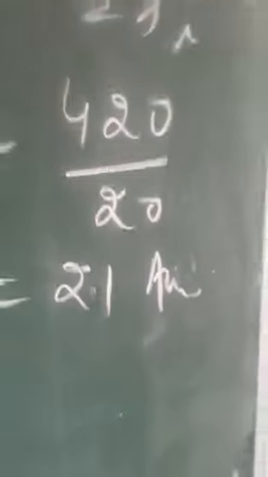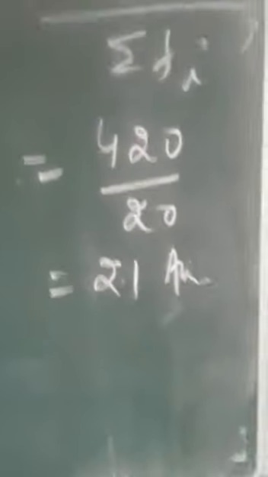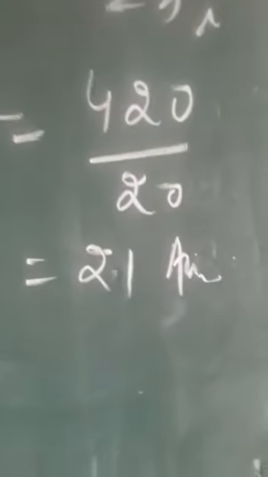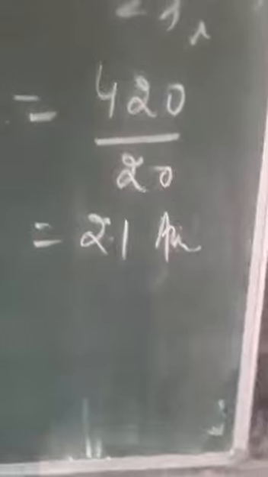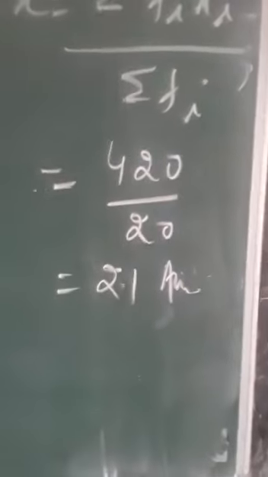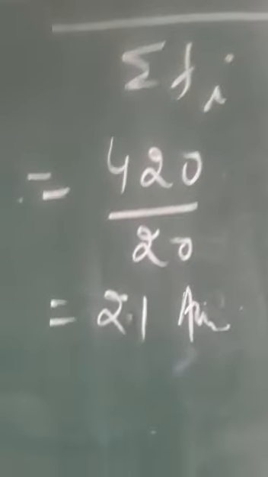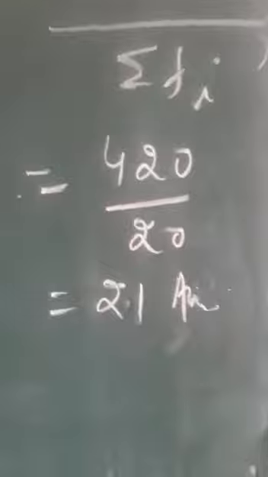Okay. Now this is the method to find the mean using the direct method. Tomorrow, in the next class, I will discuss how to find the mean of grouped data using the assumed mean method and the step deviation method. Till then, you have to practice as much as possible to get command.